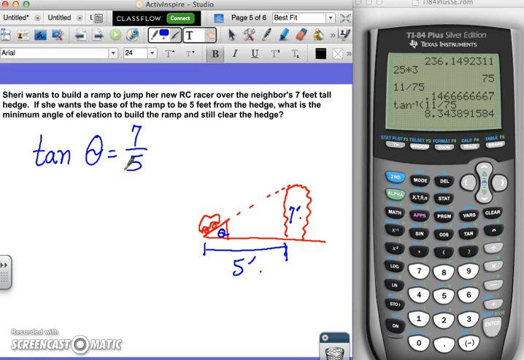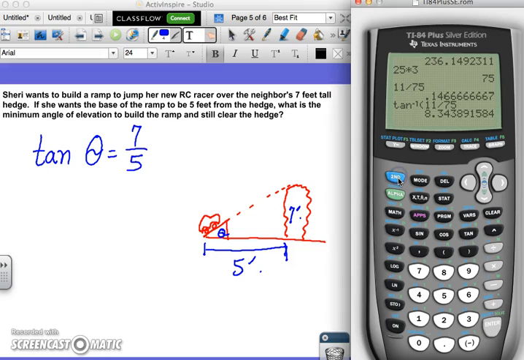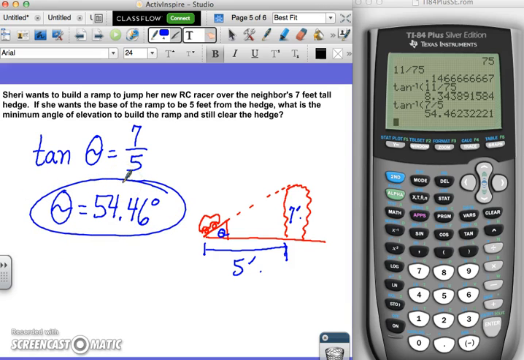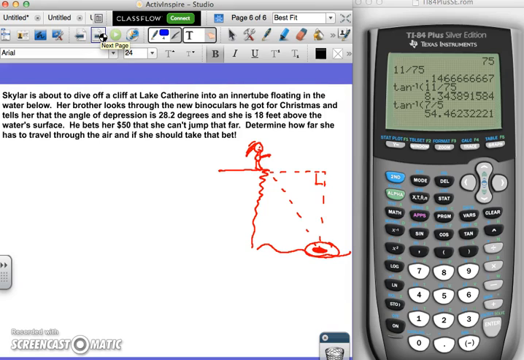7 over 5 as a decimal, I can do that, just like the last one. So second tangent, 7 divided by 5, and whoa! So theta is equal to 54.46 degrees. So that's the minimum angle that she could build this ramp at to launch it over there. All right, so let's try one more.